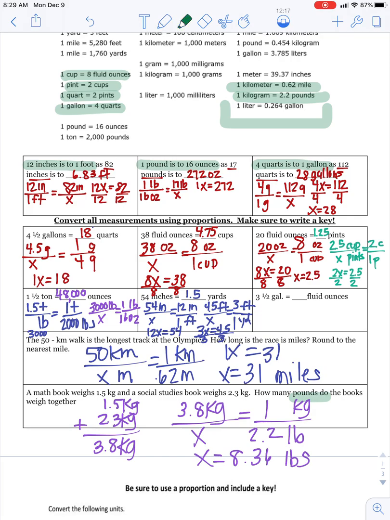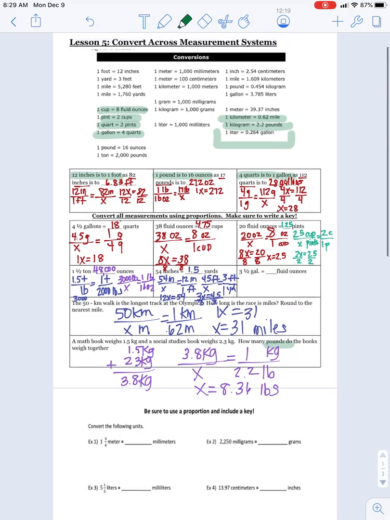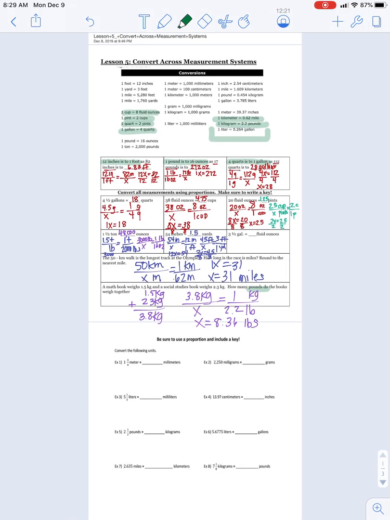All right, so what you're going to do is you can work with a partner and you're going to do these 8 problems. Okay, you're going to do those 8 problems, and then you have your check for understanding and your weekly review to work on today.